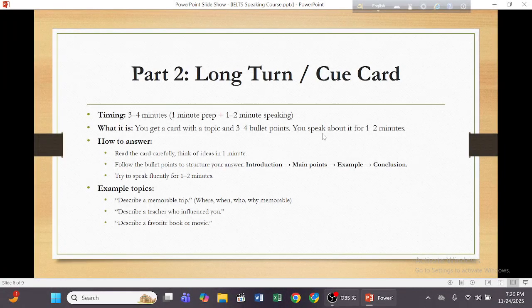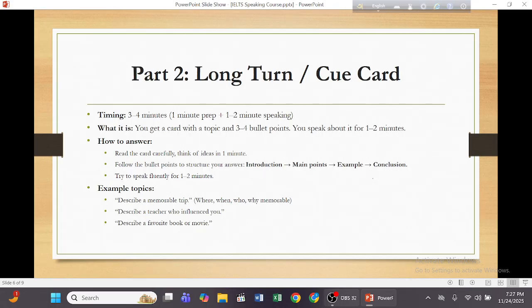You speak about it for 1 to 2 minutes. Okay, and now we have to know how to answer, right? First of all, you have to read the cue card properly and carefully and think of ideas in 1 minute. Follow the bullet points to structure your answers like direction, main points, example, and conclusion.